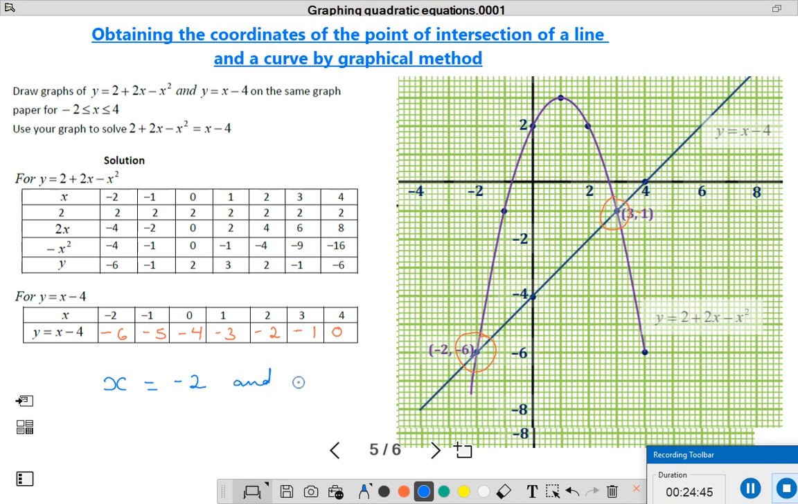And another point of intersection, where y is negative 1. So, we need the value of x. So, that is the solution. The solution for the graphs of this curve and this straight line, we have x equal to -2 and x is equal to 4.